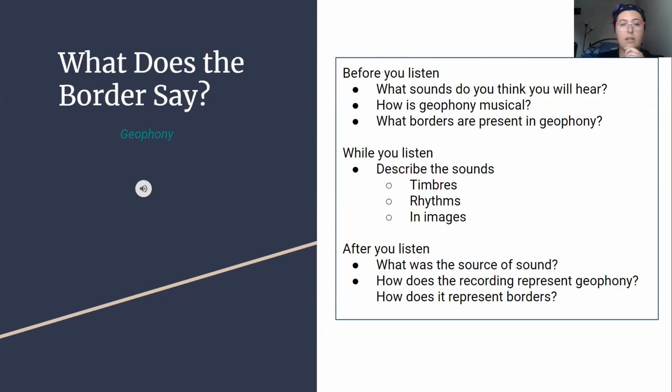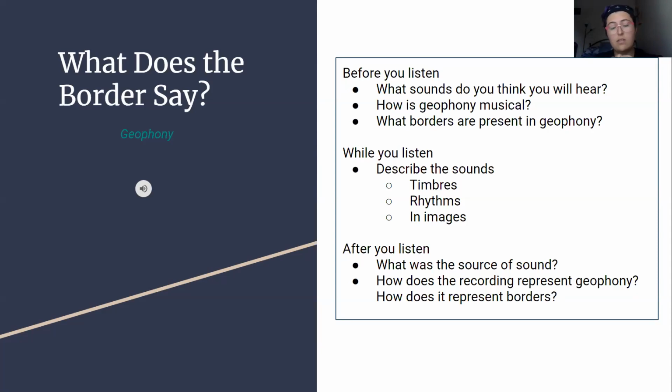So you're going to hear different renditions of what the physical border sounds like when interacting with geophonic sounds. So you're going to be hearing wind, you're going to be hearing rocks, and then you're going to be hearing the physical fence itself, which can be classified both in anthrophonic terms and geophonic terms. So I'm going to let you decide that.